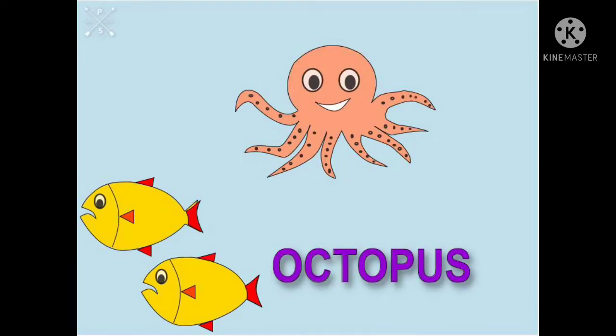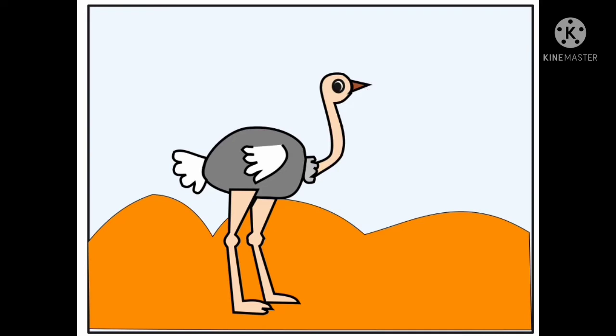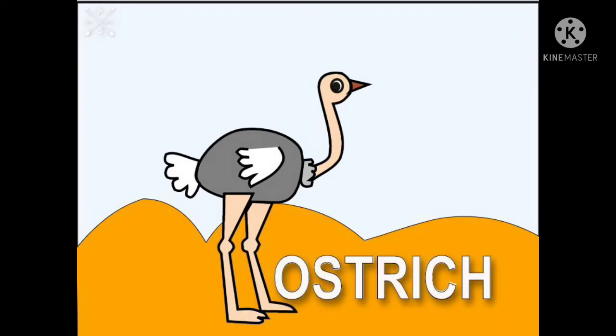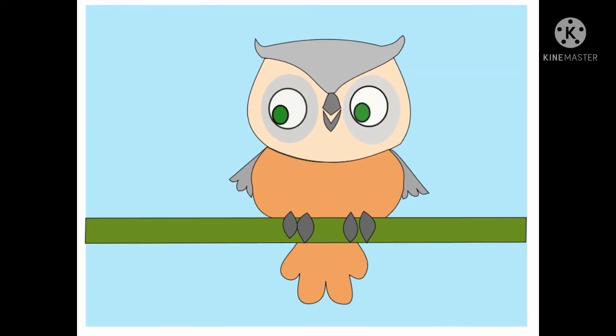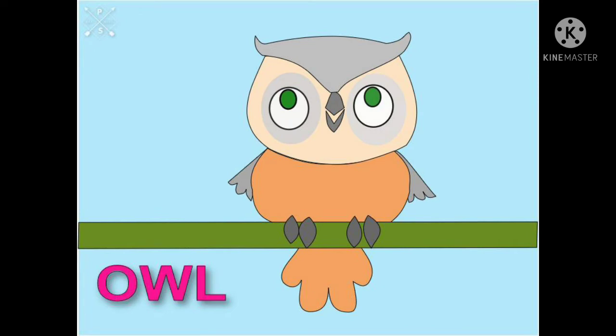Words starting with the letter O. O for octopus. O for ostrich. O for owl.